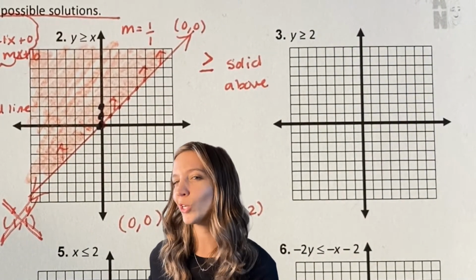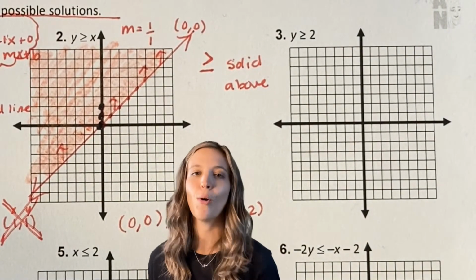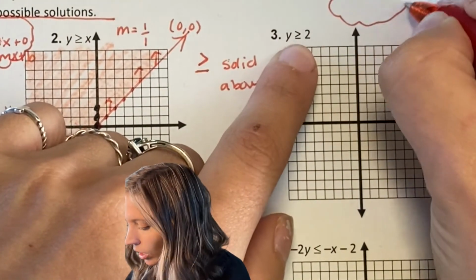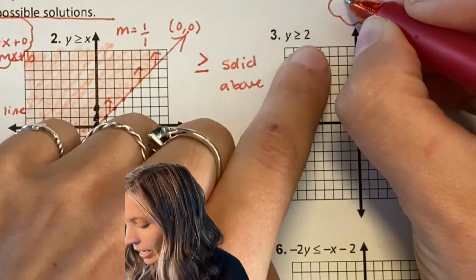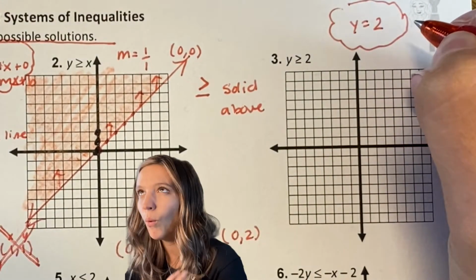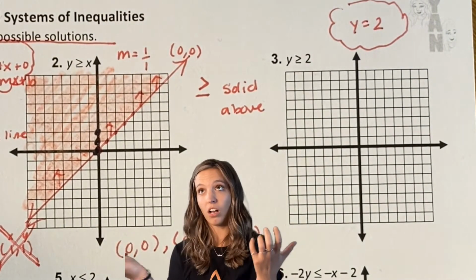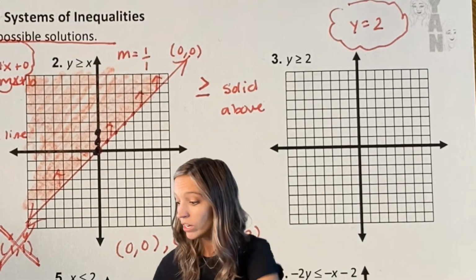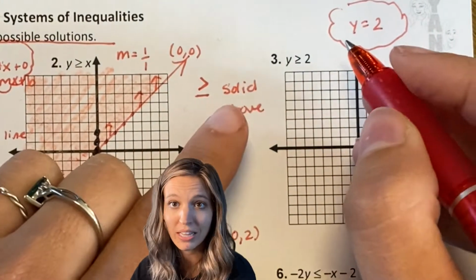This one's a little trickier because it doesn't look like that slope-intercept format. So I'm just gonna draw a little thought bubble up here, right? If the inequality sign throws you off, just think about it as y equals 2. Y equals a constant is just a horizontal line at 2. So just because I have an inequality doesn't mean that's going to change.